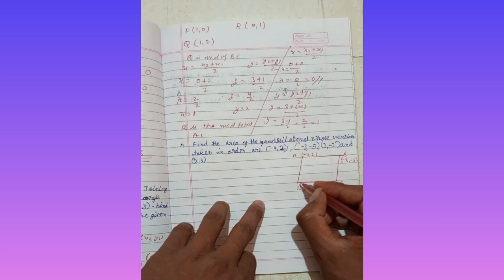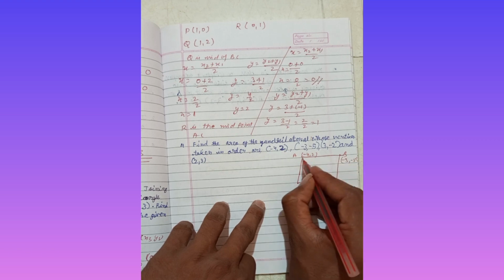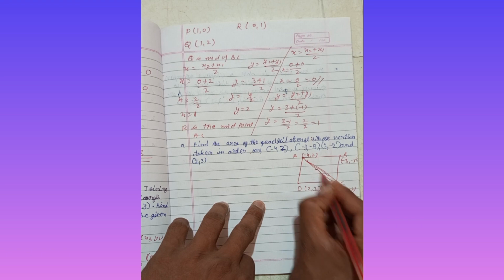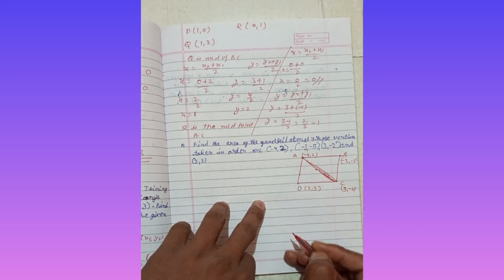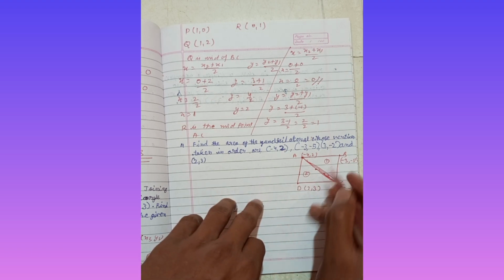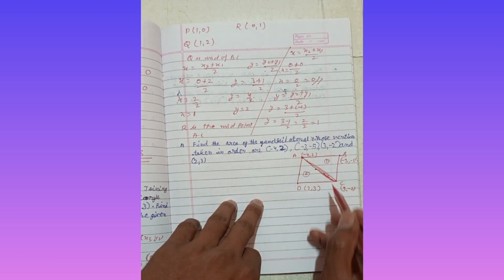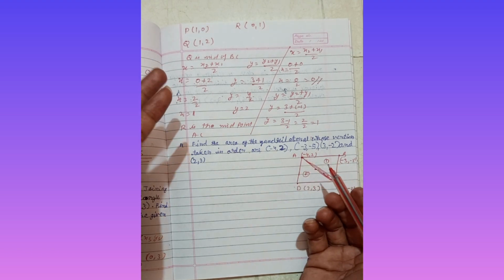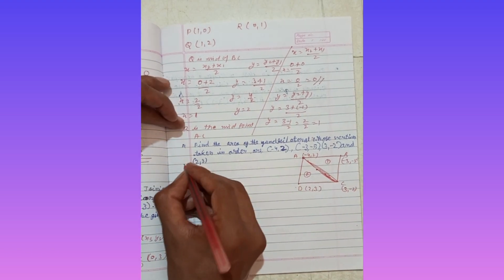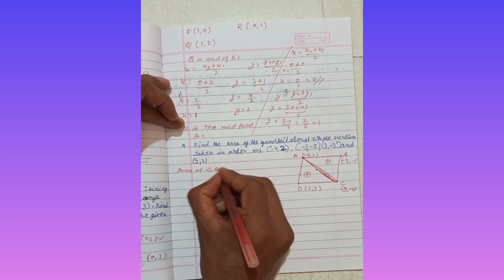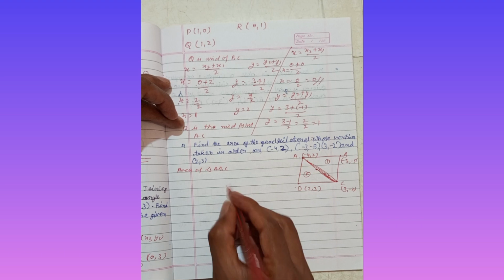So we draw the diagonal like this. AC is the diagonal drawn. Now this is one triangle, and this is the other triangle. First we find the area of triangle ABC, then we find the area of triangle ACD, and then we add them, and that will be the area of the quadrilateral. Let's proceed.